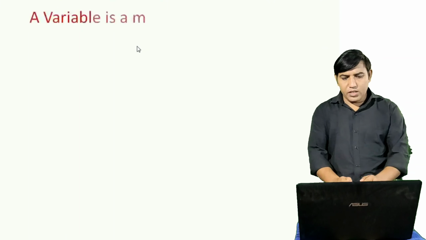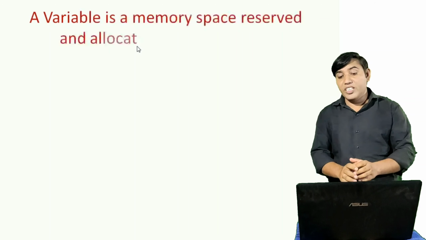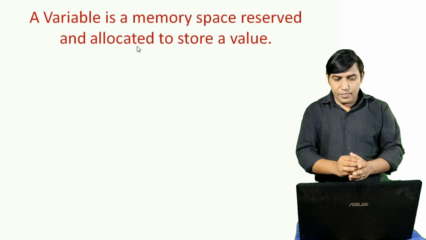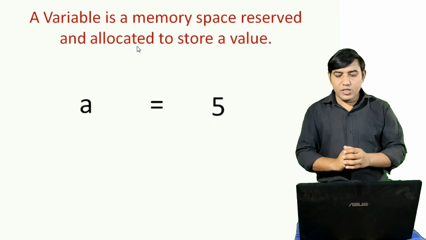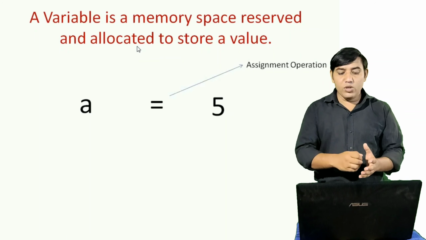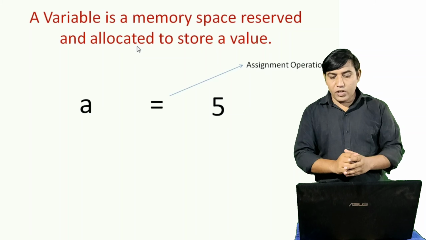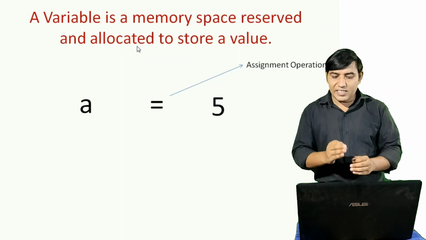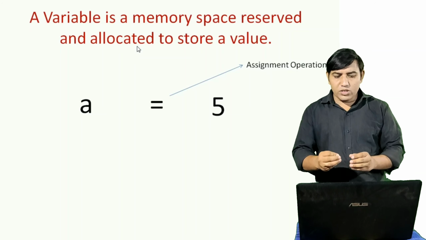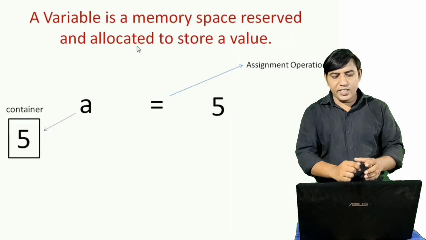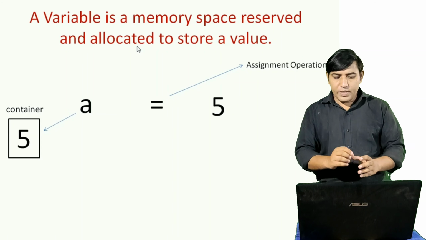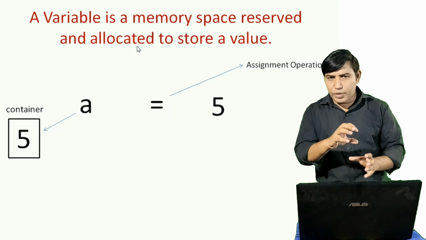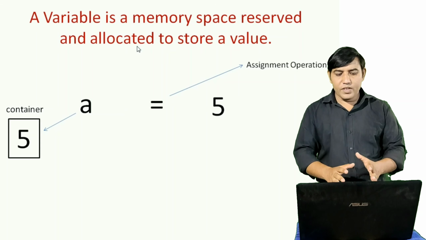Okay, so there are some rules for creating a variable. A variable is a memory space reserved and allocated to store our values. So there is a is equal to 5. It means the right side value is assigned to the left side, and the equal sign is called the assignment operator in Python. Now a stores some value in the RAM. So one container is created in RAM and the value is 5. Whenever we use that particular space, we have to write a. A is our variable name.